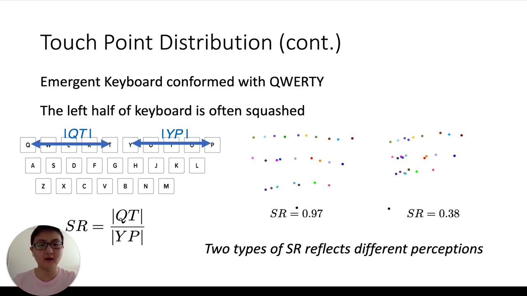SR close to 1 means that users view the touch area as a whole keyboard, while smaller SR means only half a keyboard. According to our findings, SR differs a lot among users. It could range from 0.4 to 1. The two pictures on the right show two typical types of SR. The left user could type in a standard QWERTY, while the right user tends to condense the left part of the keyboard.